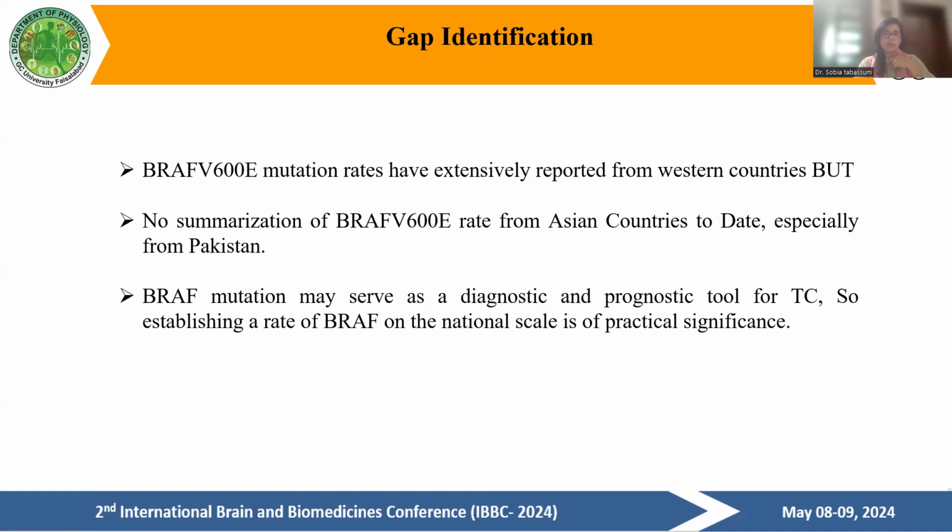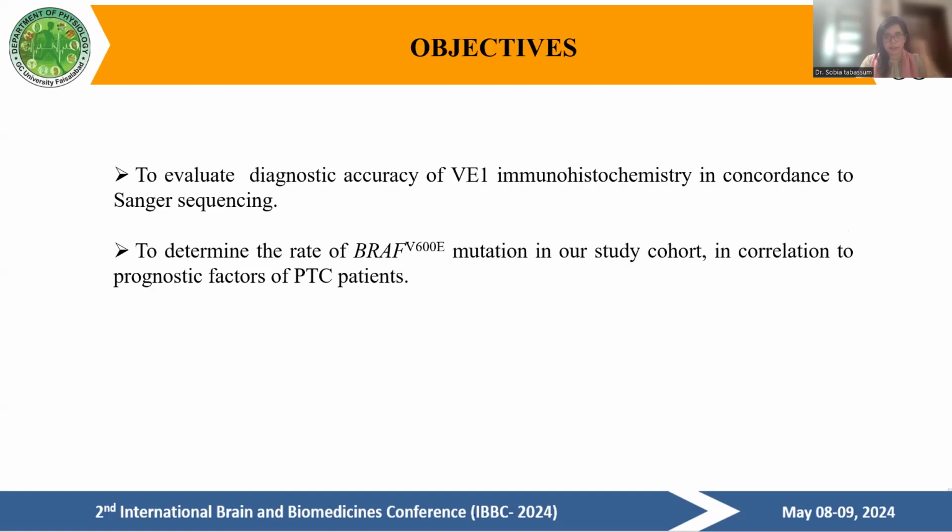But we have identified the main gap that motivated us to study this mutation. As I already mentioned, the BRAF V600E mutation rate has been extensively studied in the Western population, but no summarization of BRAF mutation has been reported from the Asian countries, particularly from Pakistan. So our main purpose is to design or propose a diagnostic and prognostic tool for thyroid cancer that should be quick and cost effective, so that we can establish a rate of BRAF on the national scale that would be of practical significance.